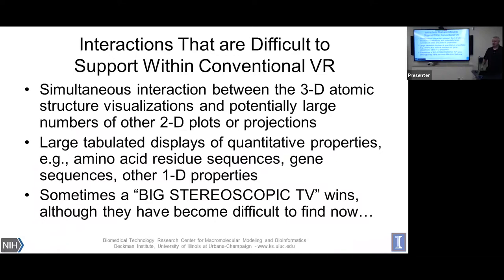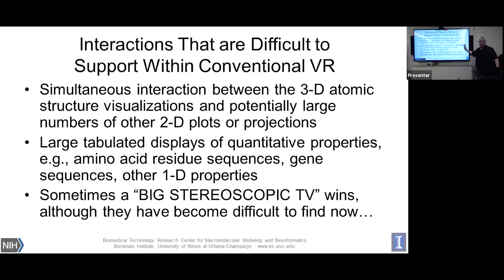Some of the things that we find difficult, where I don't presently have a good answer for how we would do them in VR: we have a lot of tasks that are multimodal. They involve looking at the structure while we're looking at something else at the same time. The something else could be a 2D plot, a clustering analysis, or a large tabulated display of some sort of quantitative information. It might be the amino acid residue sequence.